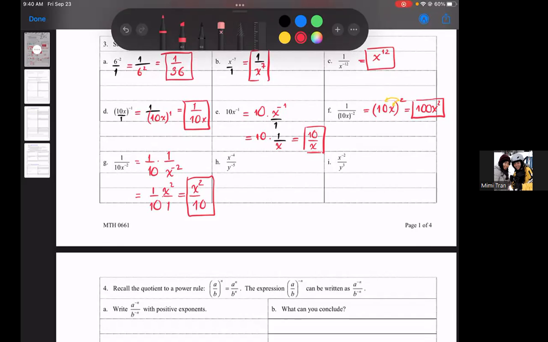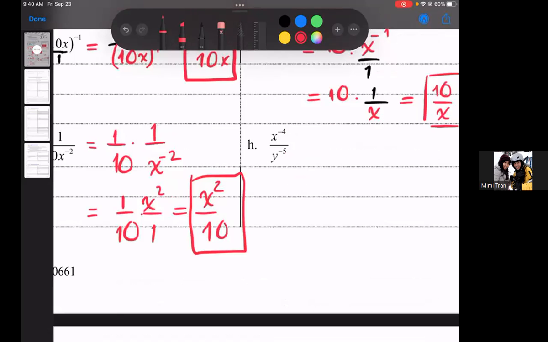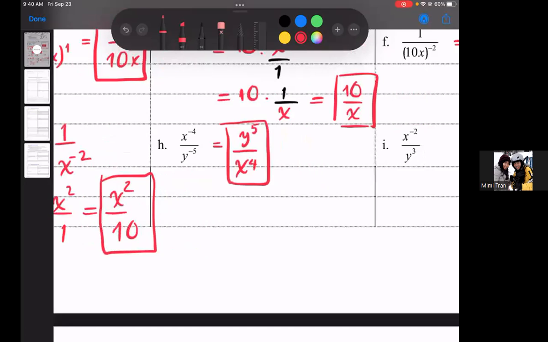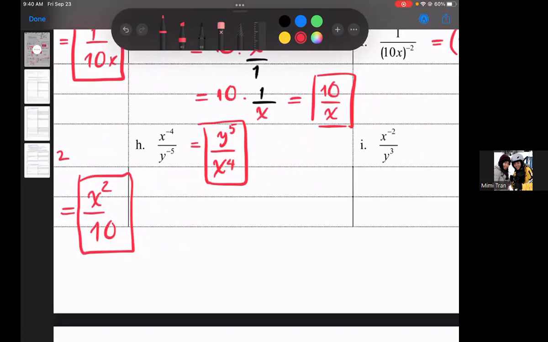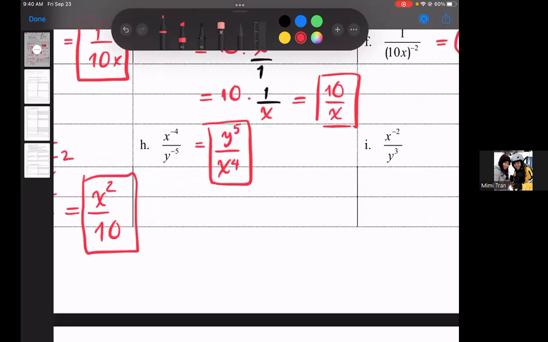Why don't you guys tell me what H equals? Yeah, just change its position. So y to the 5th over x to the 4th. Done. No simplification here. I'll let you do I.